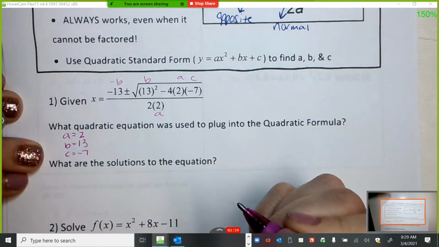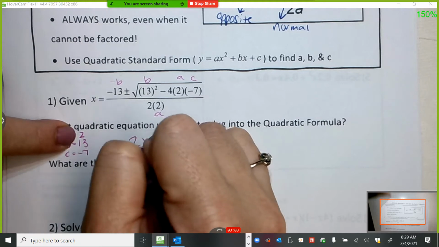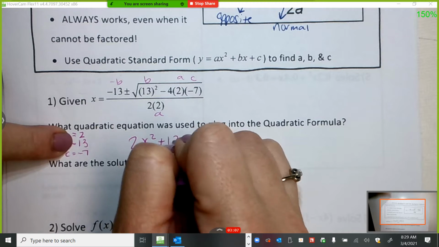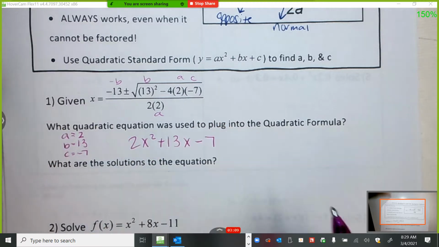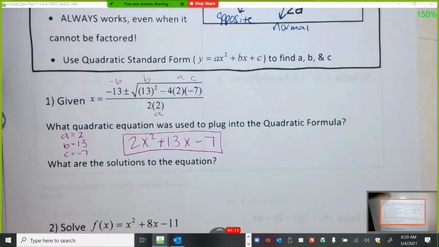So what will my quadratic equation be? 2x squared plus 13x minus 7. Yeah, you did do this in Algebra 2, you did this in Algebra 1. I don't know what you do in geometry, so I can't talk on that. But you did do it in these two classes.